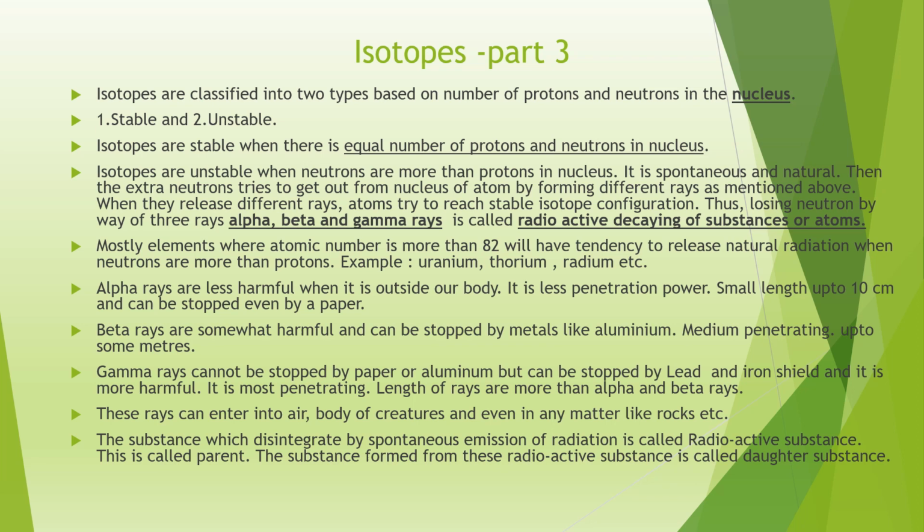The substance which is disintegrated by spontaneous emission of radiation is called a radioactive substance. This substance is called the parent. The substance formed from this radioactive substance is called the daughter substance.